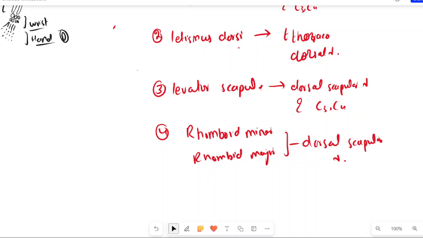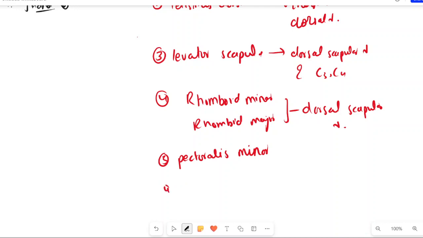Now the fifth muscle is pectoralis minor and pectoralis major. Pectoralis major is supplied by the medial and lateral pectoral nerves.